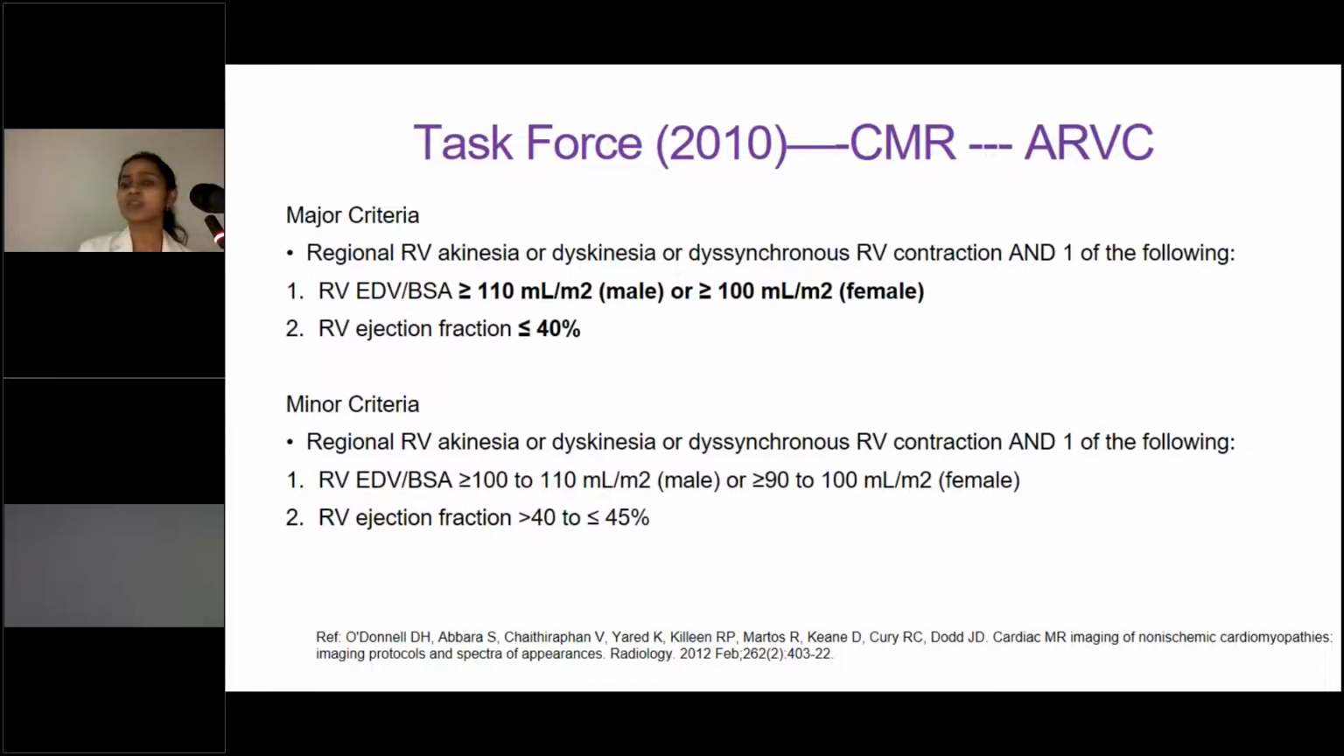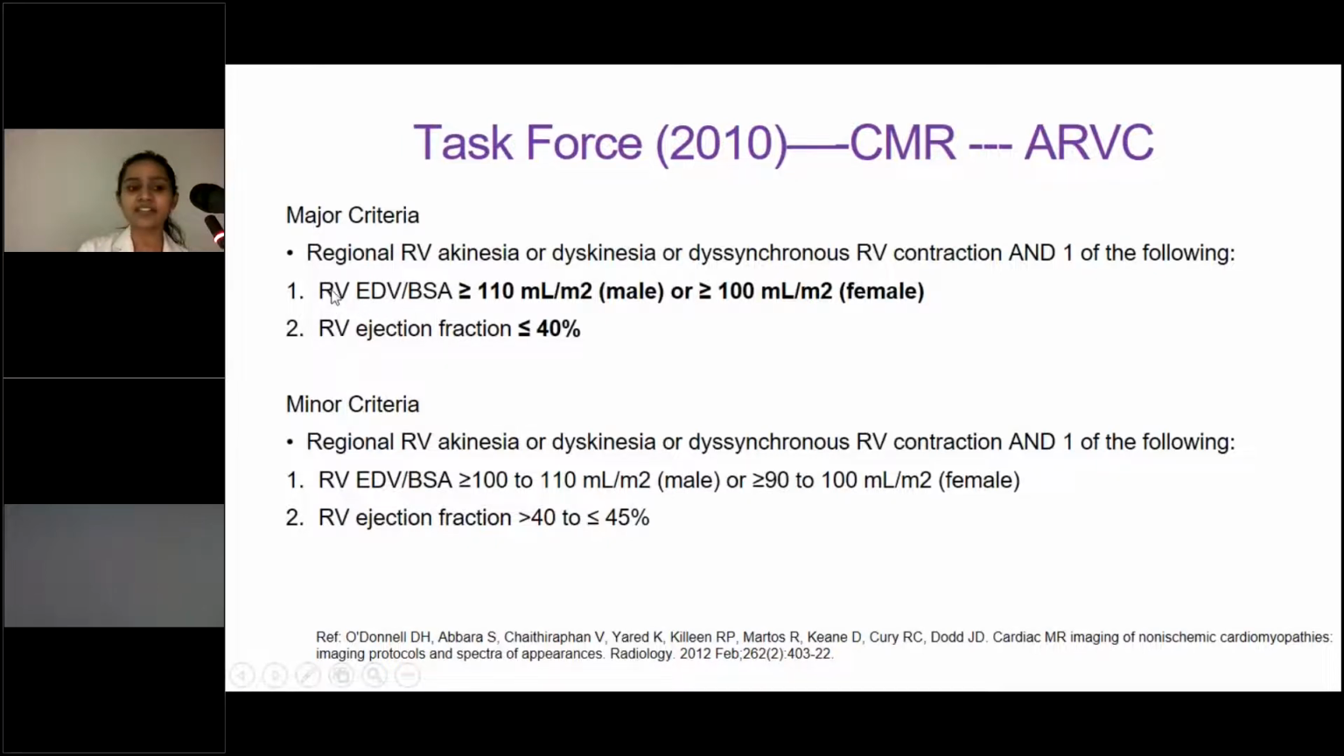Here we are going to discuss the role of cardiac MRI in the evaluation of the structural parameters of the disease. So the major criteria described under the task force for cardiac MR is regional right ventricular akinesia, meaning no motion, dyskinesia, meaning abnormal motion, like a segment of ventricular myocardium is expanding instead of contracting in ventricular systole, and dyssynchronous right ventricular contraction, meaning different segments of the right ventricular myocardium are contracting at different times.